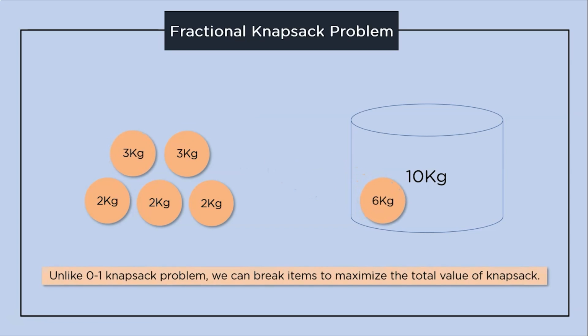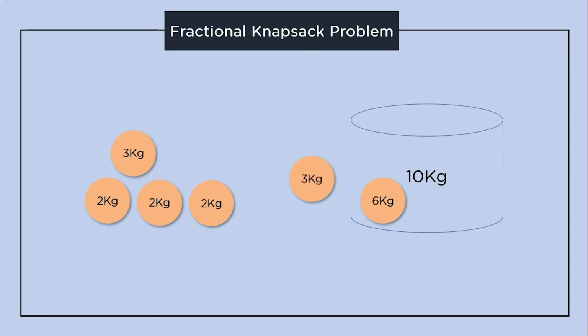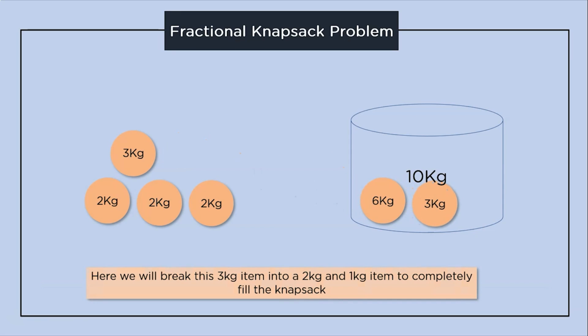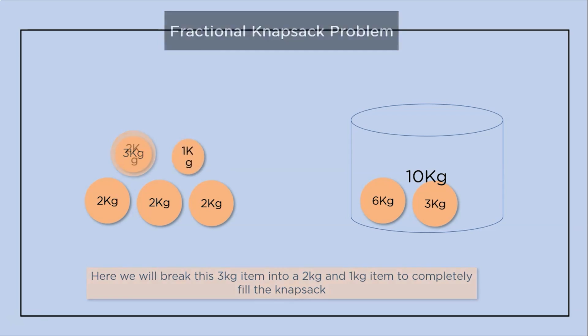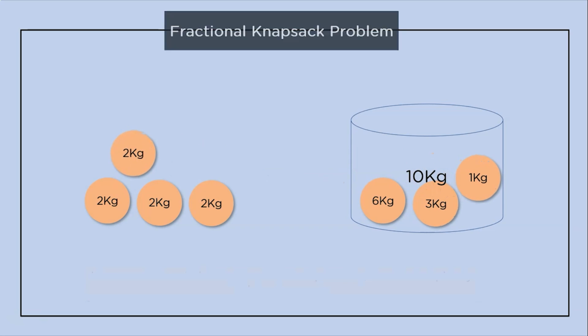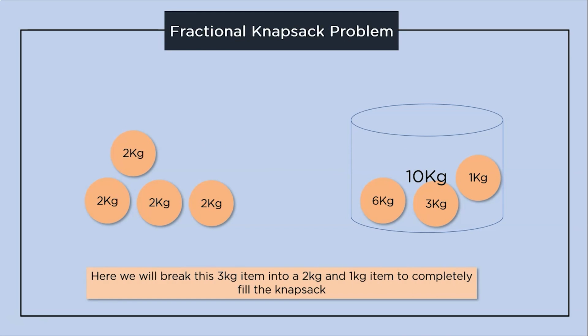Then we will have to keep filling this knapsack, but unlike 0-1 knapsack, we can break an item to get the maximum value of the knapsack. Here we will break this 3 kg item into a 2 kg and 1 kg item to fill the knapsack. Now let's try to implement this in the code editor.